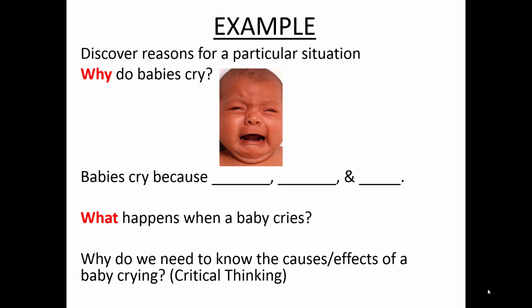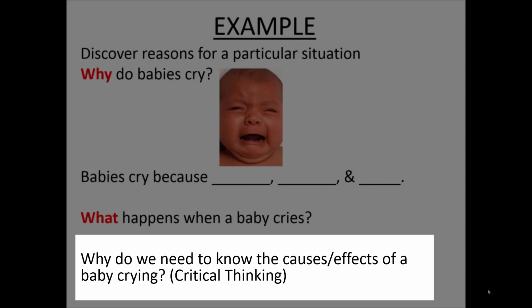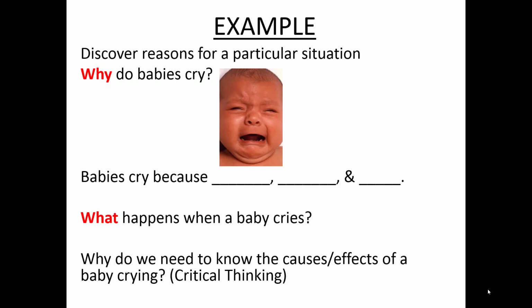The challenging part is the critical thinking. Why do we need to know the causes and effects of a baby crying? And that gets to a deeper human insight. So keep in mind when you're writing your cause-effect essay about reading and writing, the causes and effects are the simplest parts. That's identifying facts. The challenging part is the critical thinking, why you need to know these causes and effects.